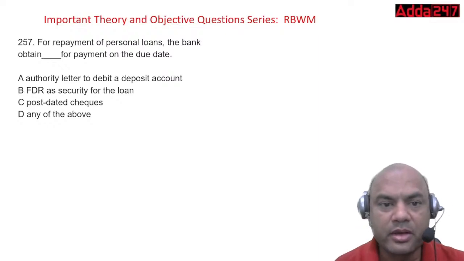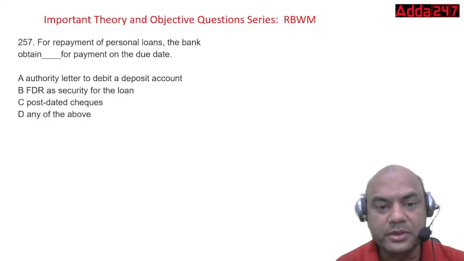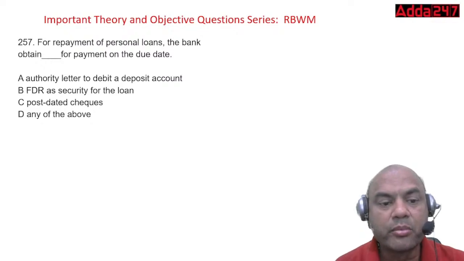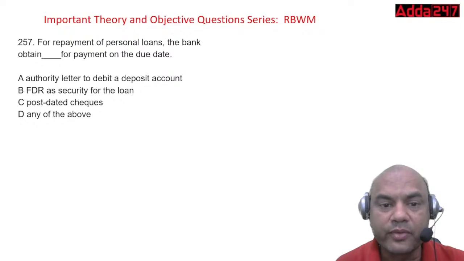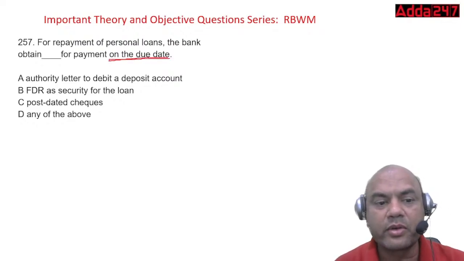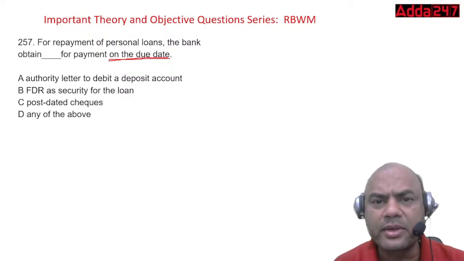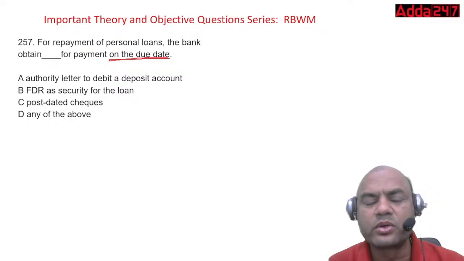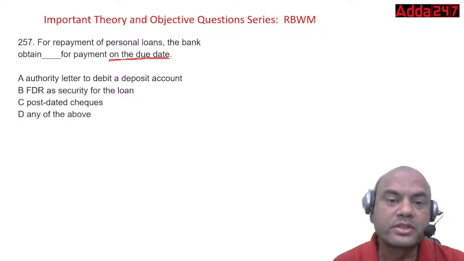For repayment of personal loans, the bank obtains payment on the due date: authority letter to debit the deposit account, FDR as a security for the loan, post-dated checks, or any of the above. See here, payment on the due date. So what do you apply? Authority letter. FDR as a security. Some banks do take the security, as I told you earlier, but that is not the answer to this question, which is the due date.